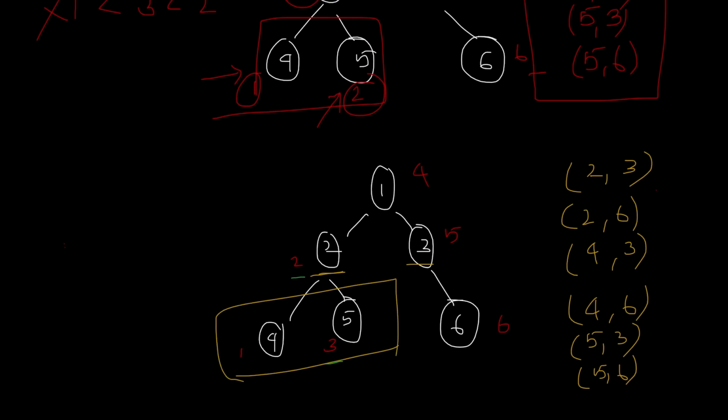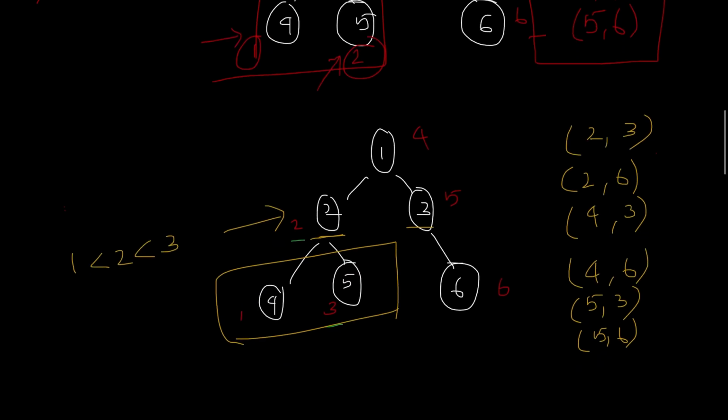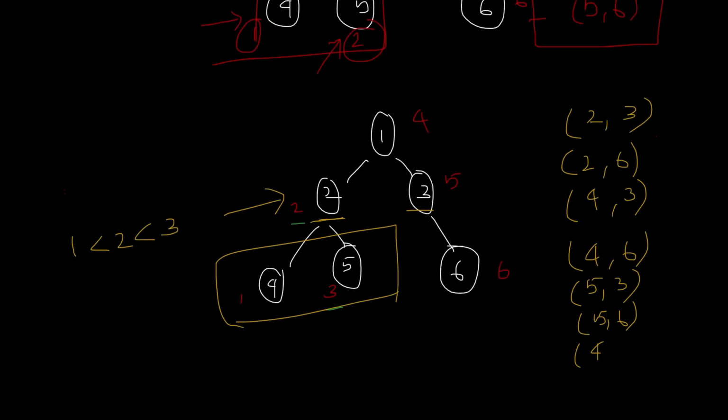This also makes a pair because their LCA is this one, and 1 is less than 2, which is again less than 3. So this again makes a pair, 4 comma 5, right? So this is the whole thing. I hope now you got the problem. So we need to arrange the permutation in such a way that we get the maximum number of pairs possible. And our target is to get the maximum number of such pairs.